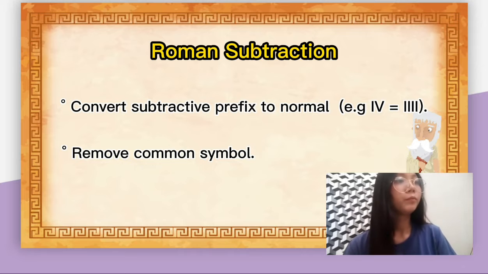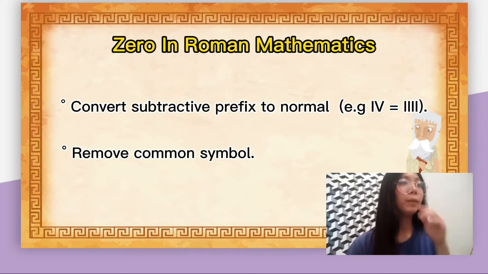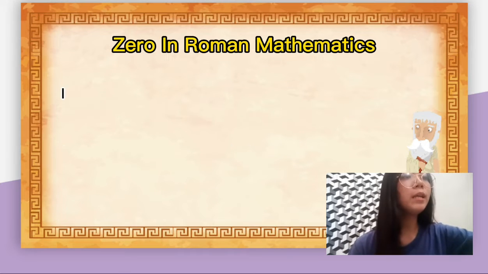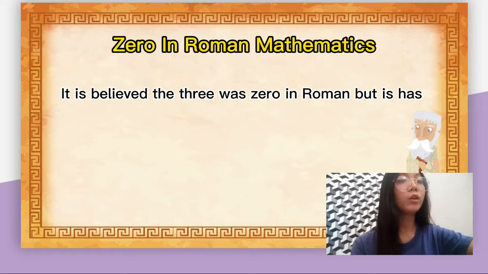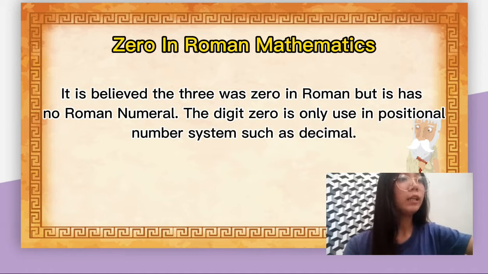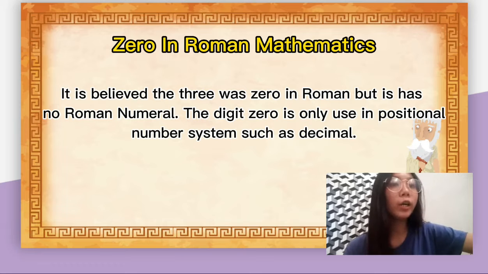So next is 0 in Roman numerals. It is believed that there was no 0 in Roman numerals. The digit 0 is only used in a positional number system such as decimal. The number 0 has no use in terms of writing and mathematics operation. So in Roman mathematics, the representation of 0, orally, is called nulla or nihil, which means none in Latin.